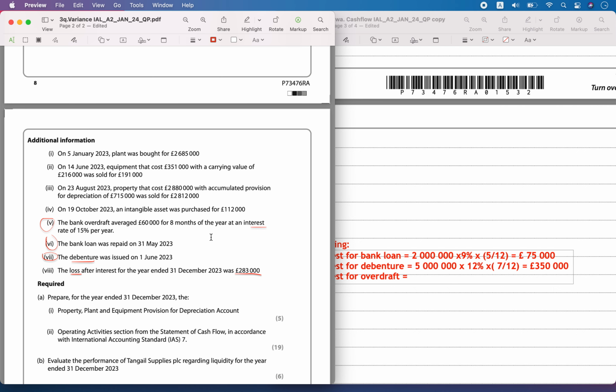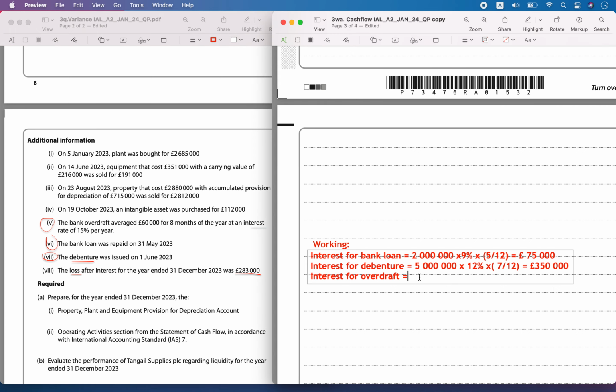Then we have the interest for the overdraft, which we have to calculate. We can see that they had taken an overdraft amount of 60,000, the rate of interest was 15%, and they had taken it for only 8 months. So this is the interest that needs to be paid, which is going to be equal to 6,000 pounds.